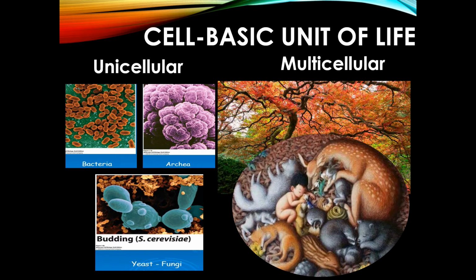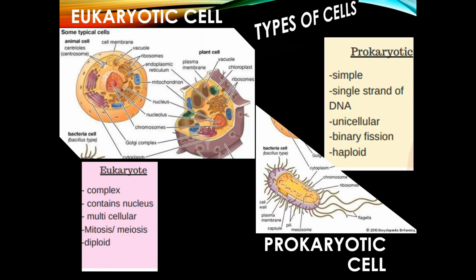And the second one is multicellular. Multicellular is when an organism is made up of a number of cells, right? A number of cells come together and form one organism, then they are known as multicellular organisms. For example, all the flora and fauna we see around us, all the visible living beings which we can see, they are all multicellular in nature.